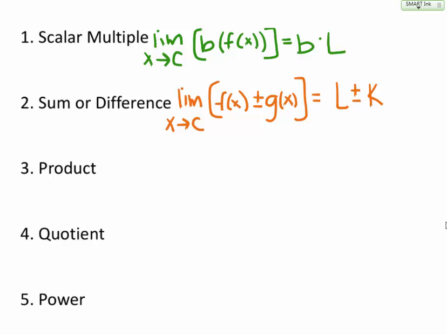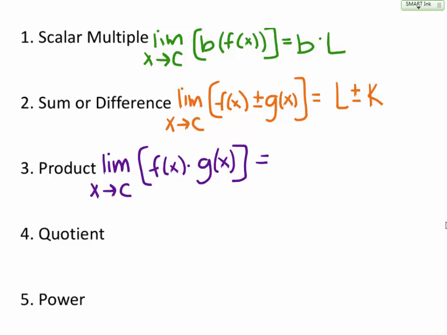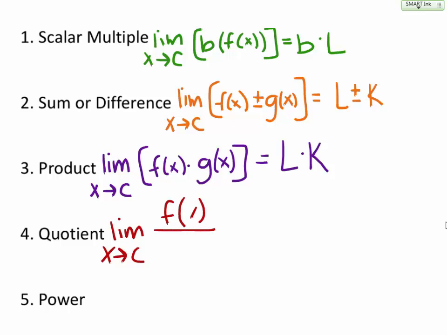All right, the product property states that the limit as x approaches c of the product of my two functions f and g is going to equal, what do you think? The product of the values of their limits, L times K. The quotient property states that the limit as x approaches c of the quotient of f and g is simply equal to L divided by K, provided, of course, that K is non-zero.